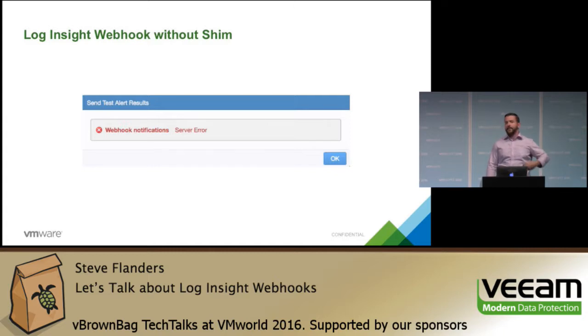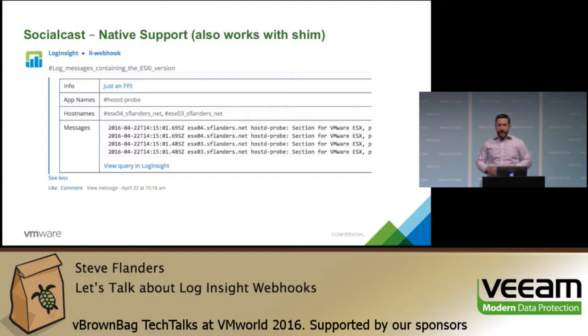But something like Slack or HipChat or these third-party destinations, it doesn't work by default. If you do have a shim, you can actually get your payload in a specific format to that third-party destination. So in the case of Socialcast, I mentioned you don't have to use a shim. Here's an example of what it would look like.